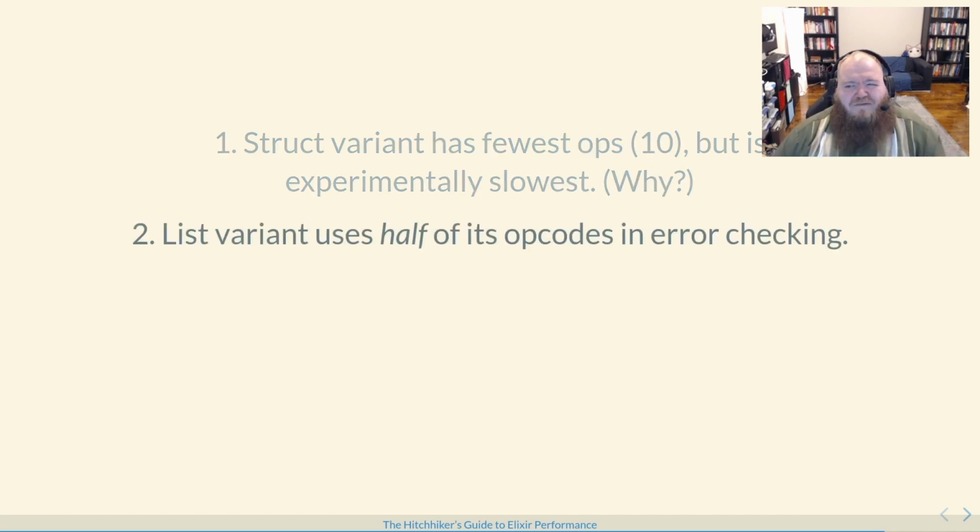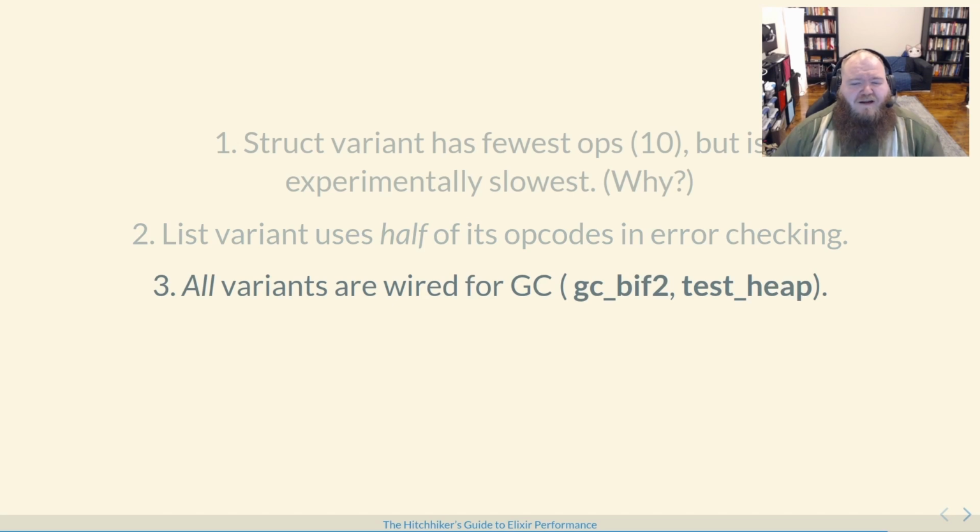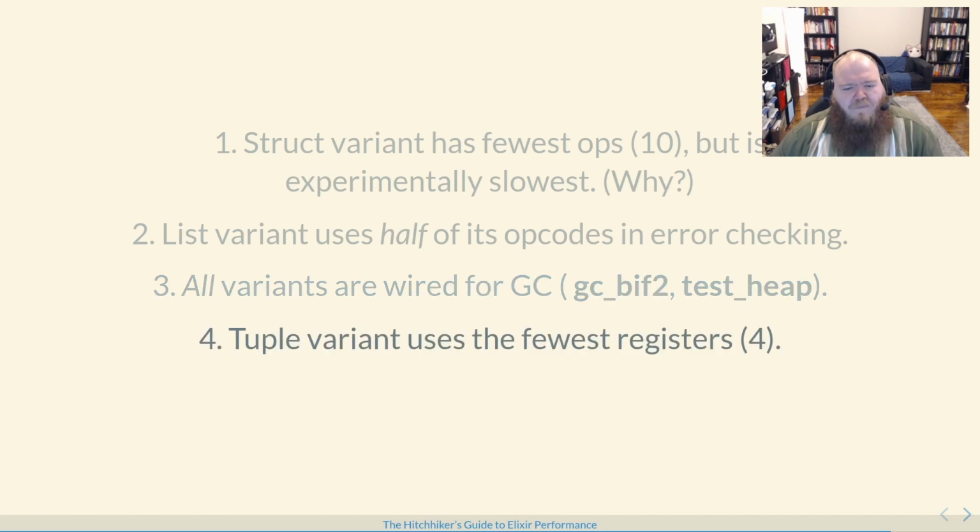Now, the list variant uses fully half of its opcodes for doing error checking. All of the variants do garbage collection, which is kind of interesting, right? They actually have several points where even if we're just extracting a couple numbers and then smushing them together and setting them back out again, we're still pausing and giving a chance to do garbage collection using the gc_bif2 or the test_heap ops.